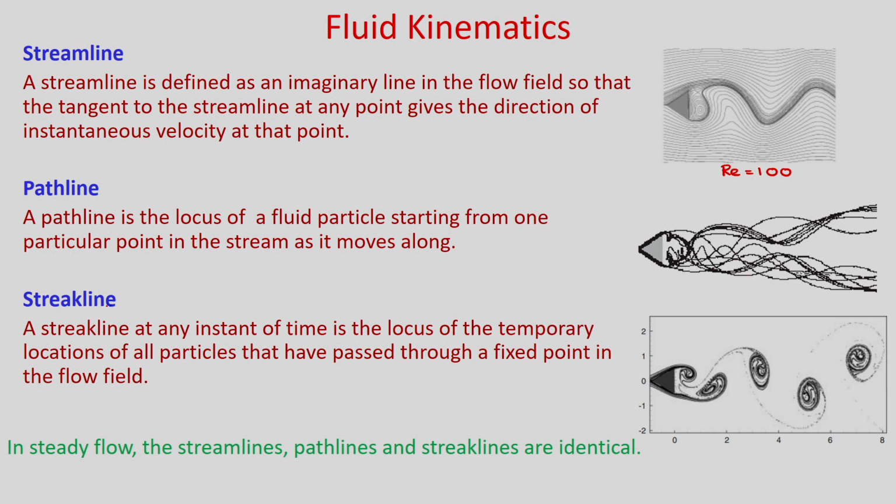Next we will discuss the streak line. A streak line at any instant of time is the locus of the temporary locations of all particles that have passed through a fixed point in the flow field. So, you can see these are the locus of particles which have come through a particular point, and these streak lines are shown at Reynolds number 100. This is also instantaneous because it is an unsteady flow, but if you consider a steady flow, then the streamlines, path lines and streak lines are identical.